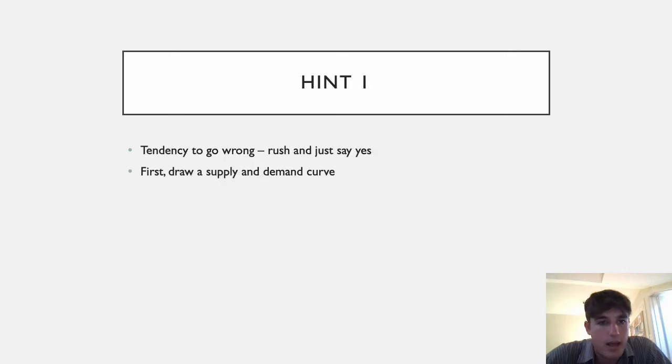Now, my first hint is that there's a tendency to go wrong. People tend to just rush and say yes, and I'm not necessarily saying that yes is wrong, but don't just rush in and say, well, higher price of carbon, that sounds like it's a good thing. First, draw a supply and demand curve for this market and think about it carefully.